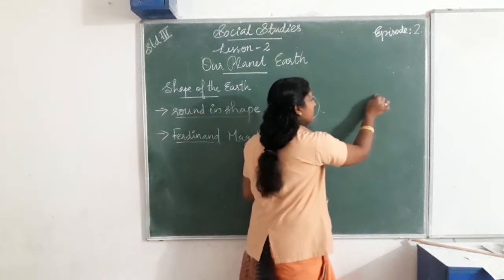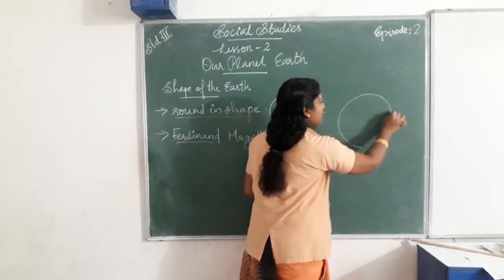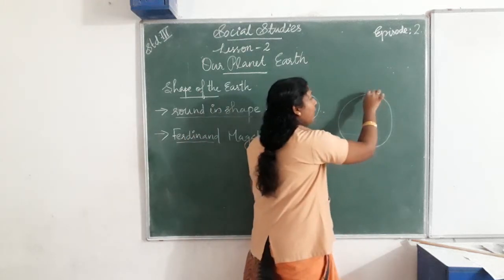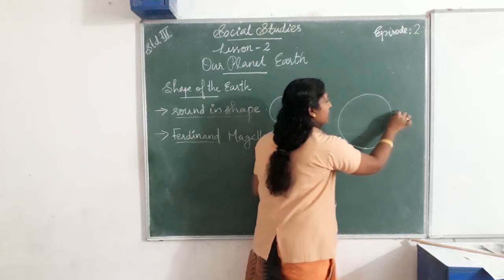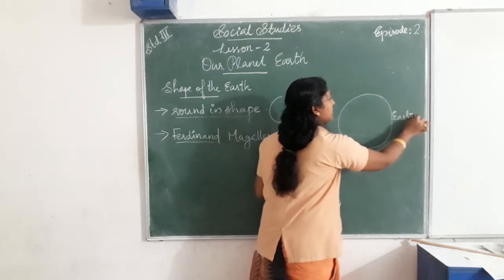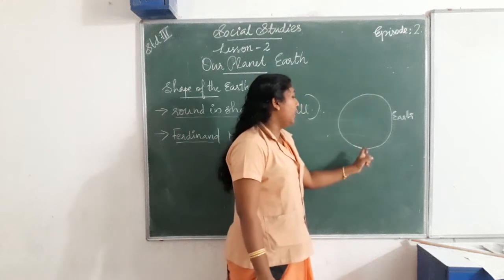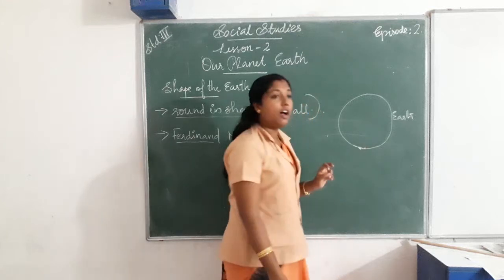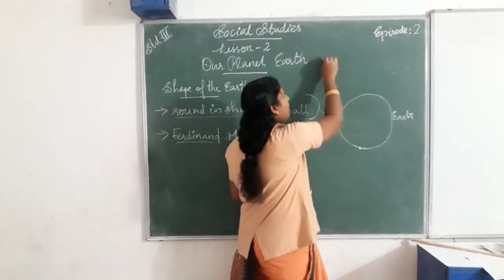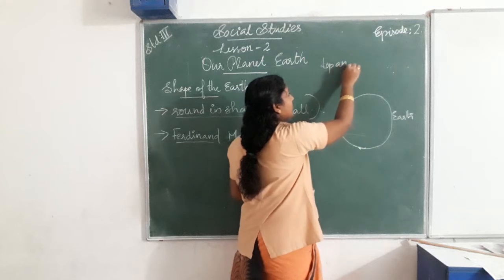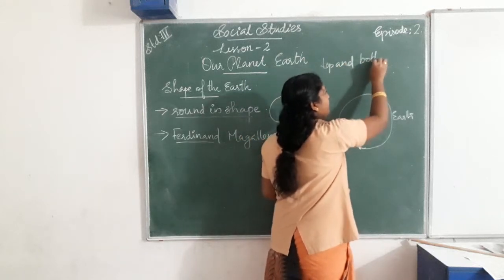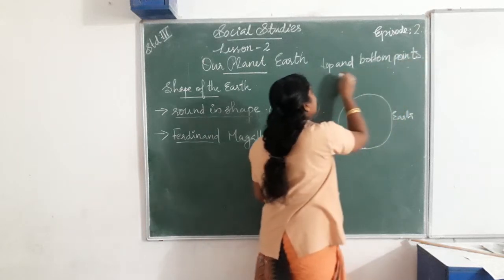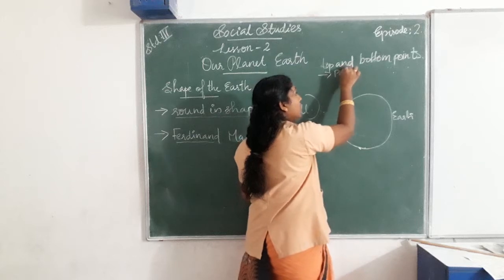Listen here. Suppose this is Earth. Then the top and the bottom points of the Earth are called poles.